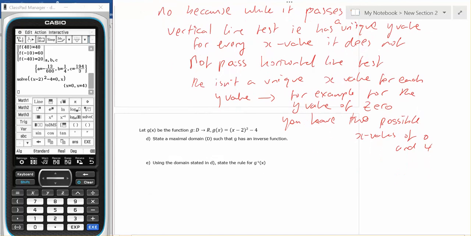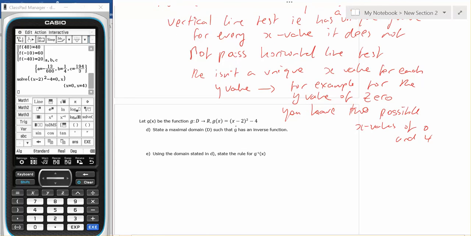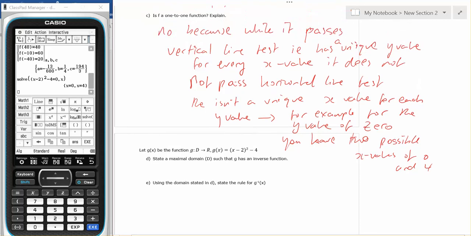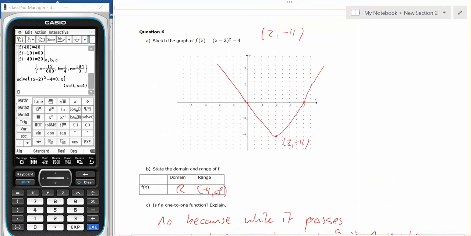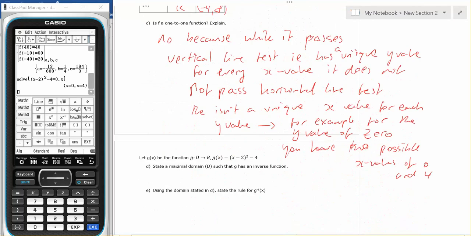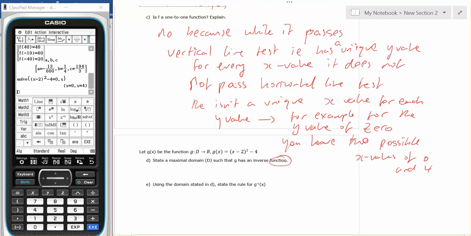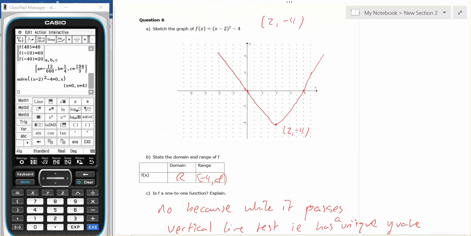Let g of x be this. State the maximal domain such that g has an inverse function. Now if you think about this very carefully, we want an inverse function, meaning the inverse has to pass the vertical line test. If I get the inverse of the whole graph, it will be a parabola on its side, and it's not going to pass the vertical line test.